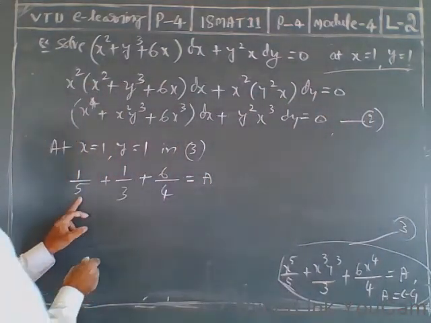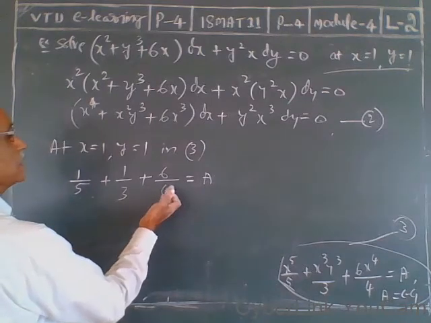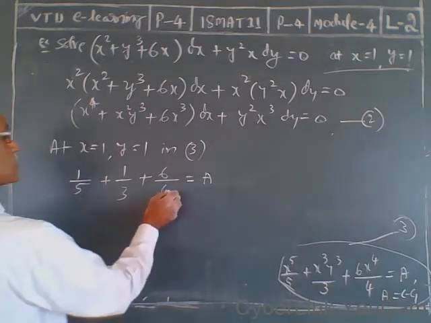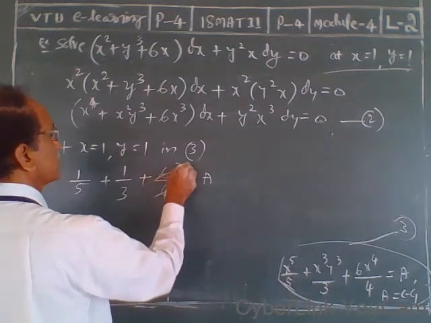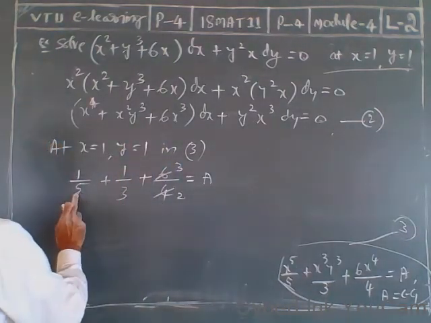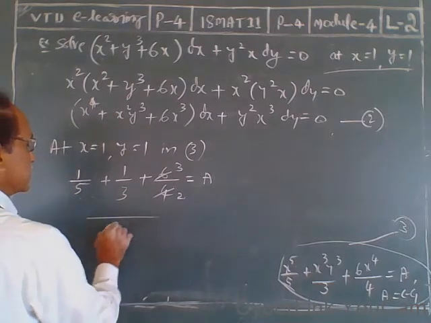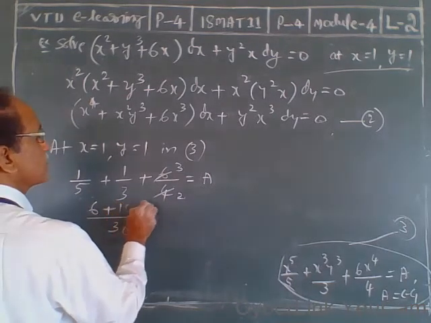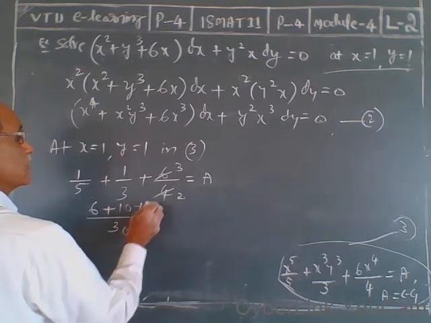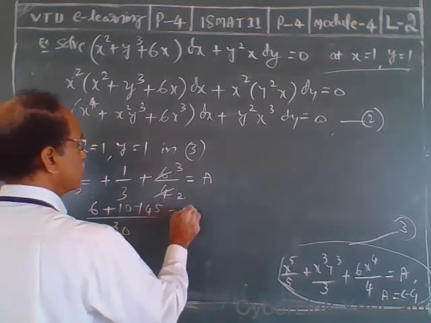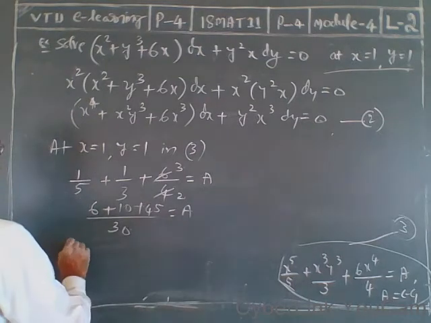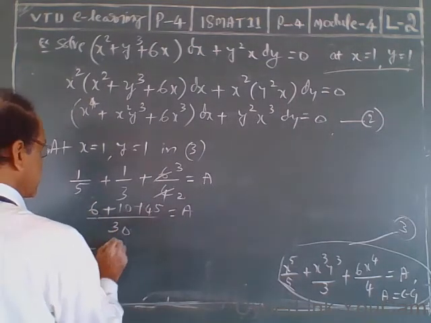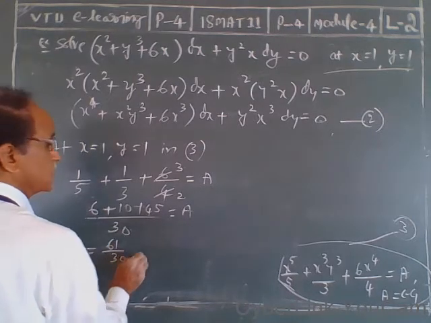Then you take the LCM and then you can solve. 2 2's are 4 and 2 3's are 6. Therefore, 5 3's are 15, 30 is the LCM. 6 plus 10 plus 45, that's equal to A. Then A is equal to how much? 55 plus 6, 61 by 30.